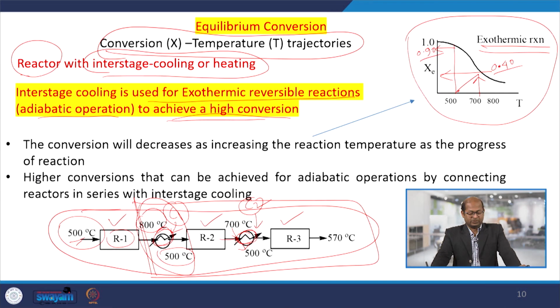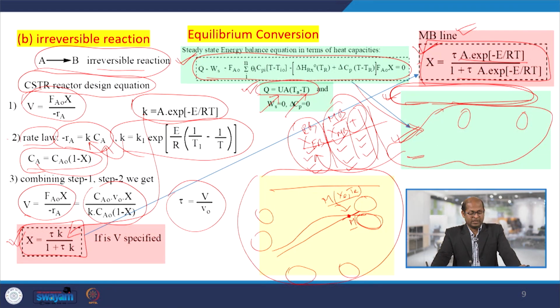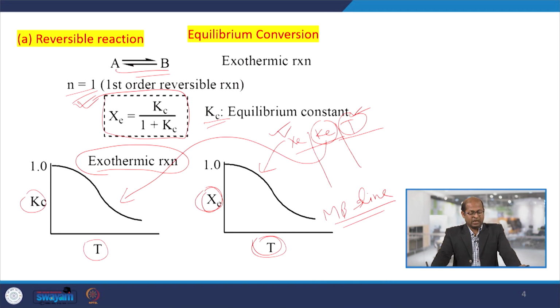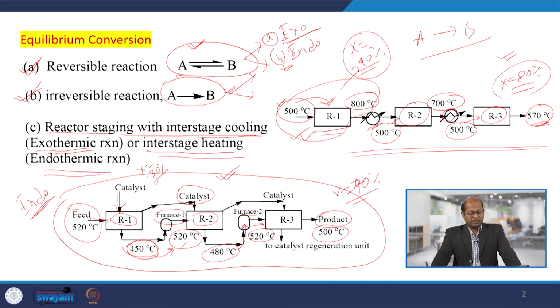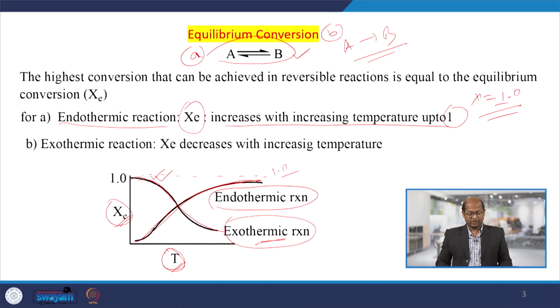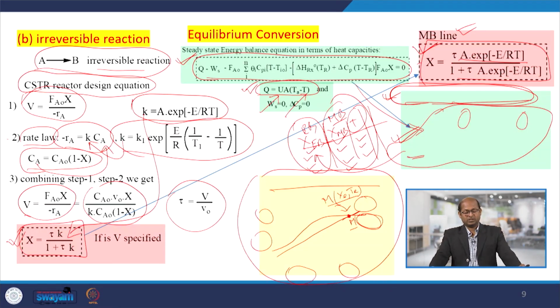Okay, those two things we have discussed, and another thing is reversible and irreversible reactions, conversion temperature profiles. For reversible reactions we have studied, and irreversible reactions we have studied, and reactor staging with interstage heating and cooling we have studied. So, these are the three things we have studied. I think it is now clear to you.